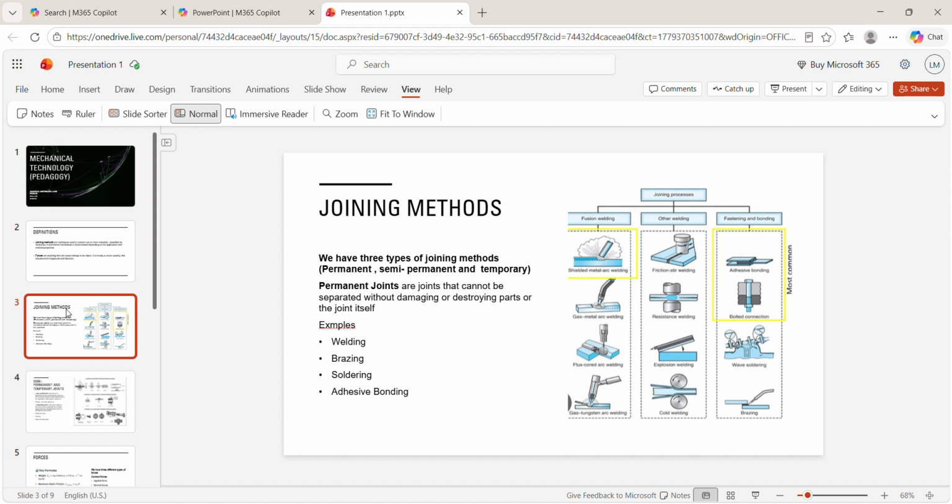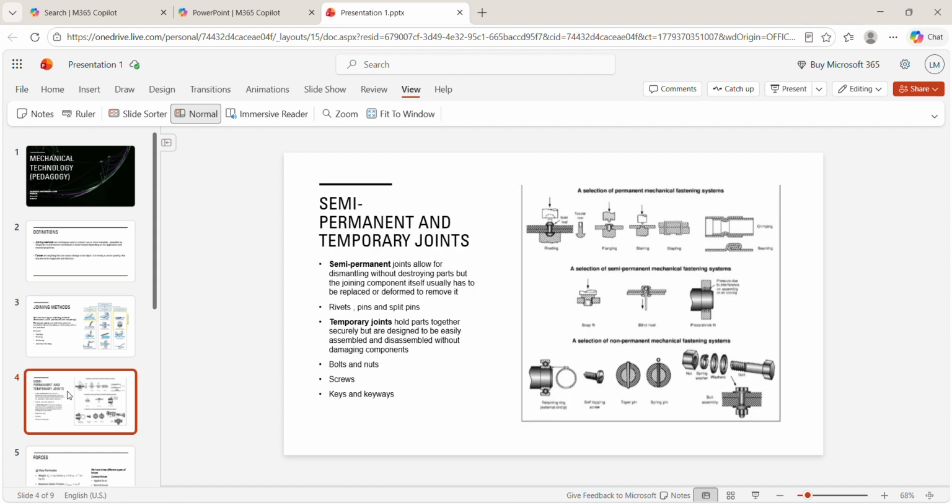We have three different types of joining methods, which are permanent joints, semi-permanent joints, and temporary joints. First of all, we're going to be looking at the permanent joints, which are joints that cannot be separated without damaging or destroying parts of the joint itself. Examples of permanent joints are welding, brazing, soldering, and adhesive bonding. Next, we're going to be looking at semi-permanent and temporary joint methods.